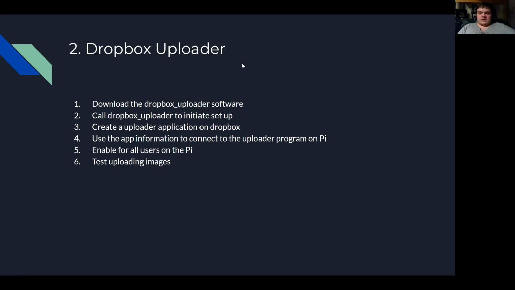Then there was the Dropbox uploader. This is the process that usually takes the longest. First, you have to download the Dropbox software uploader. You have to get the Dropbox uploader software, download it off the internet onto the Pi. Then you have to call the Dropbox uploader to initiate the setup for it.